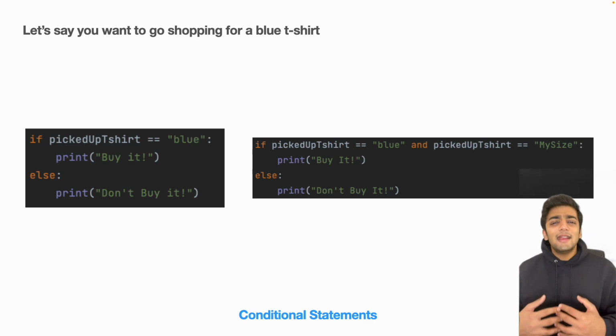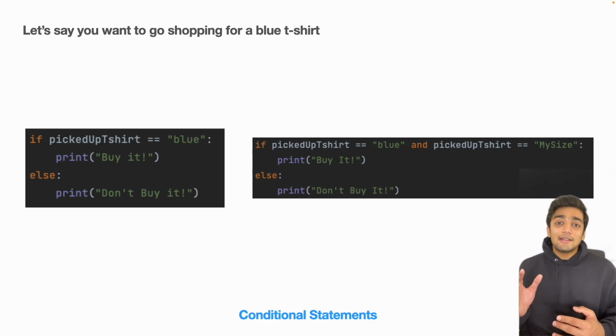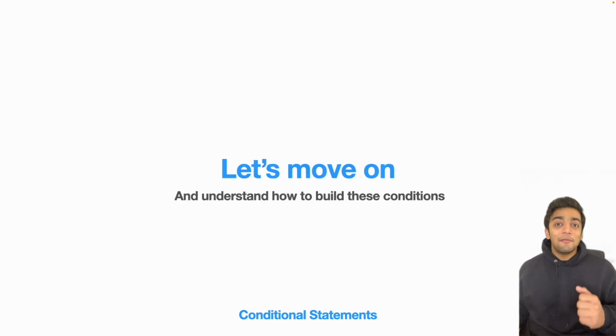So this is a very, very simple way to actually make decisions in your programs, and trust me, you're going to be using this more often than you even expect in your whole programming journey. So hang tight and make sure that you move on to the next one where we learn about how to form these conditions, because these conditions are the basis of actually making decisions in your programs.